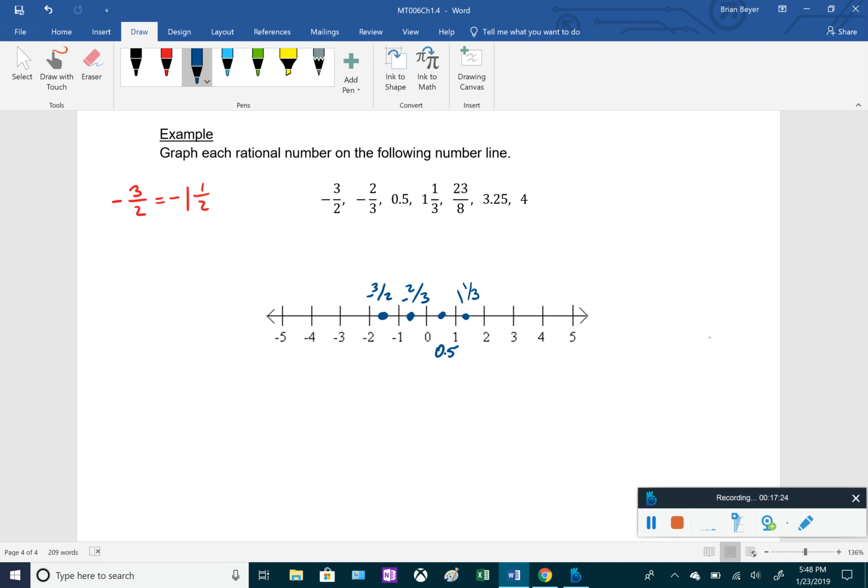23/8, this one might not be as obvious, so let's do some little division. Let's turn it into a mixed number. So 8 goes into 23 evenly twice. 2 times 8 is 16. We subtract, we get 7. That's going to be our remainder. So 23/8 is actually equal to 2 and 7/8. That's probably a little bit easier for us to visualize here. 2 7/8 is going to be about right here. I'll write it as 23/8 actually, because that was the original.